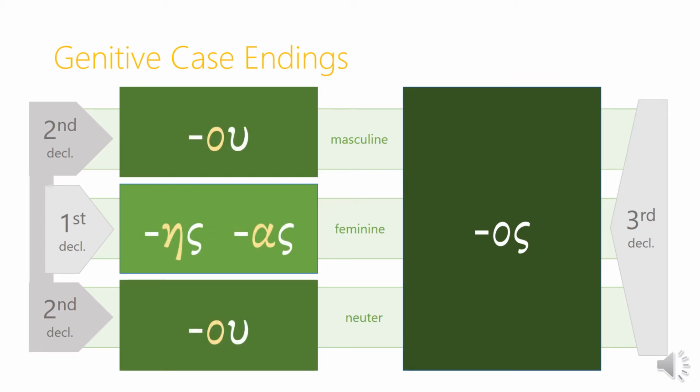But let's see those endings with the connecting vowels on them so they look a little bit more familiar. And there we see the ου in masculine and neuter second declension, ης or ας in first declension feminine, and then again, since there's no connecting vowel for third declension nouns, just ος.